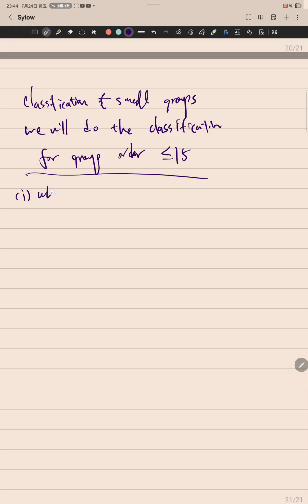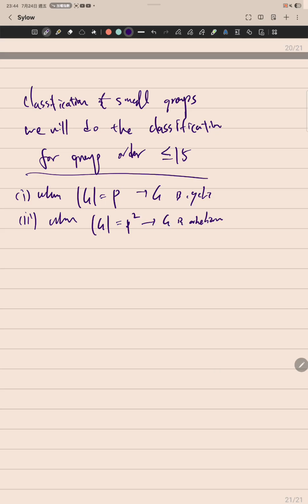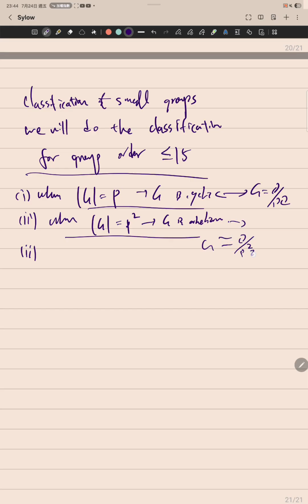So we already have that when the order of G is prime, then G is cyclic, and when the order of G is p squared, then G is abelian. Indeed, let me just write down. So this means that for prime order, G is Z mod pZ, and for p squared, G is isomorphic to either Z mod p squared Z or Z mod pZ squared.